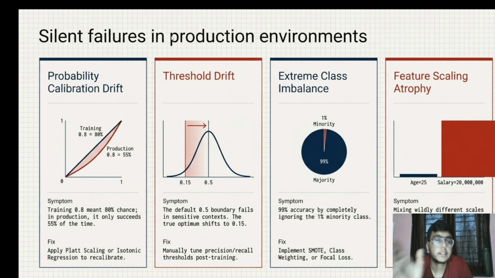Almost always these things happen. The accuracy on your training data and on the testing data in the real world always differ. Training 0.8 means an 80% chance, but in production, it only succeeds 55% of the time. To fix it, we should apply Platt scaling or isotonic regression to recalibrate. The second failure is threshold drift. In logistic regression, we have an ideal threshold of 0.5.